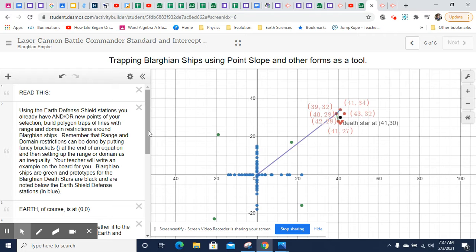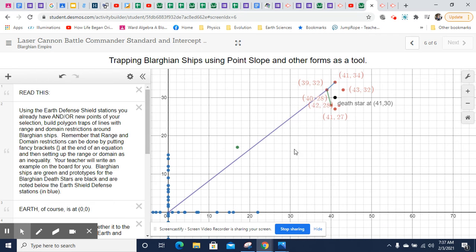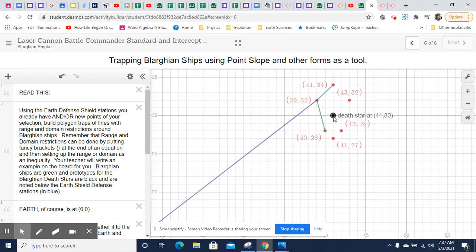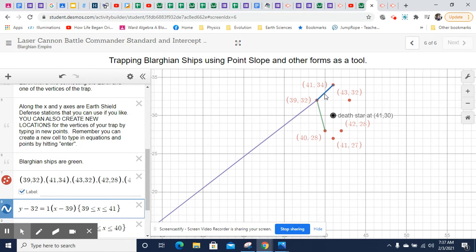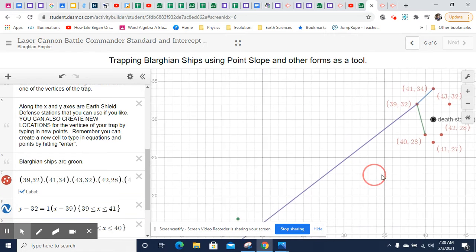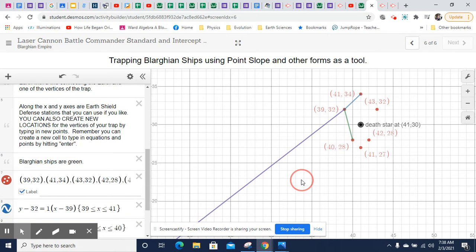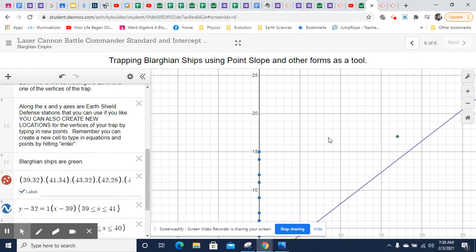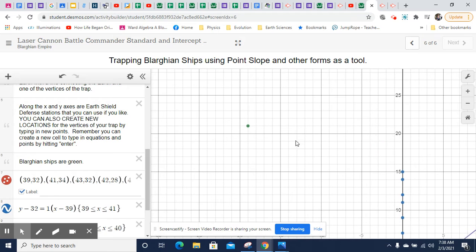So I'm going to show you how I do this. I know that there's this Death Star here at (4, 13), and I plotted points around it, and then I used point-slope form equations and domain restrictions to simply link those. That one's already started, so I'm going to go to one that I haven't done yet. Let's go over here to this one.